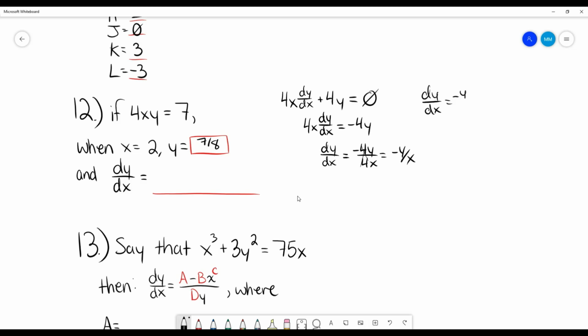equals negative y over x, but we want to know what dy/dx equals when x equals 2. Well, when x equals 2, it's going to be negative y over 2, and y equals 7/8. So we're going to plug that in, so it's going to be negative 7/8 over 2, which is just negative 7/16, I believe. And that is our answer.